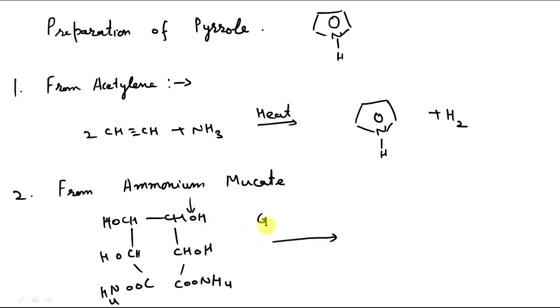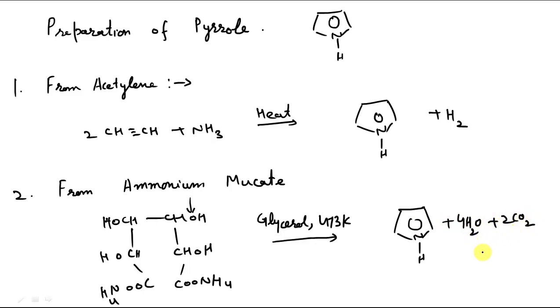When this compound is heated with glycerol at around 473 Kelvin, then we get pyrrole. I am not discussing mechanisms here. I just wanted to convey the various methods by which we can synthesize pyrrole and its derivatives. So first is from acetylene, second is from ammonium mucate. Now let us come to the third method by which we can prepare pyrrole. It is from succinimide.